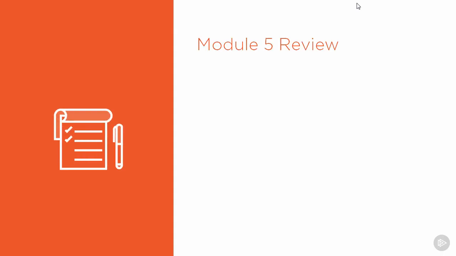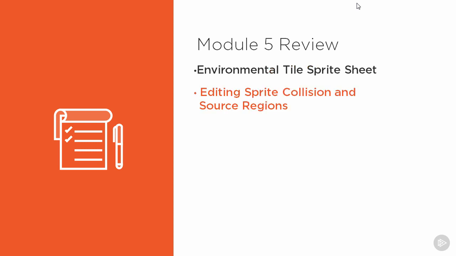To review this module, we looked at the environmental tile sprite sheet, and we examined the layout of the sprite sheet with the environmental tiles and the variety of structures and materials that can be represented in it. We looked at editing the sprite collision and source regions of each sprite. That gave us the ability to refine the collision contours of each sprite for greater accuracy, and how to adjust the source regions of each sprite to combine the separate tiles into one sprite.